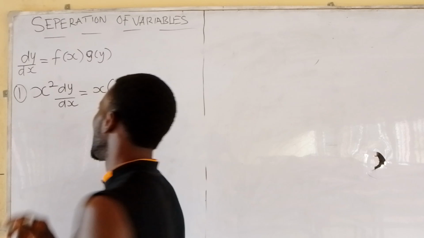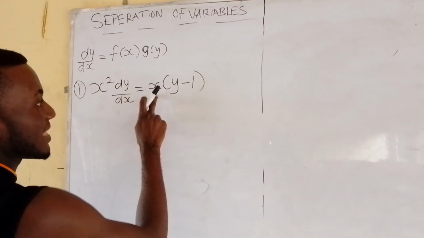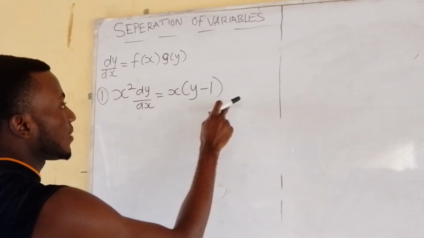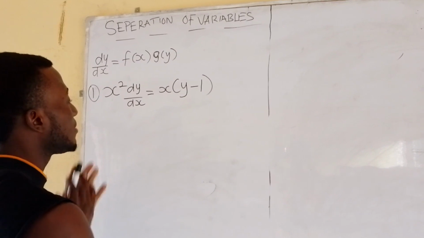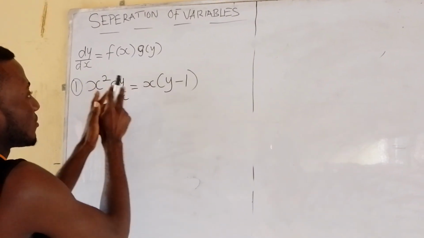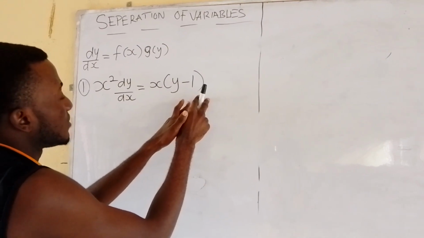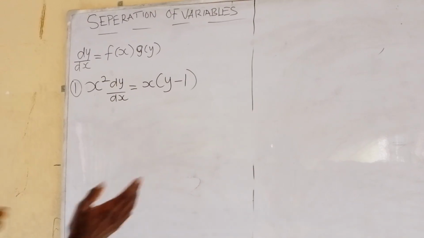For example, now we have x squared dy over dx equals x times (y minus 1). We are going to solve this question in a way that x meets with dx alone and y meets with dy. Y minus 1 meets with dy. Looking at this equation, where do we start from?